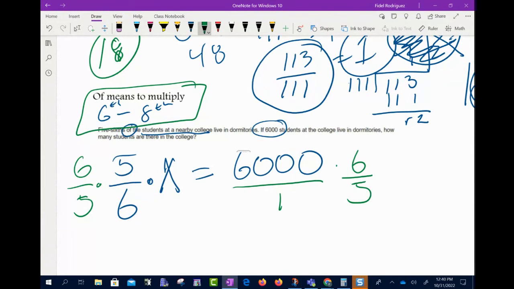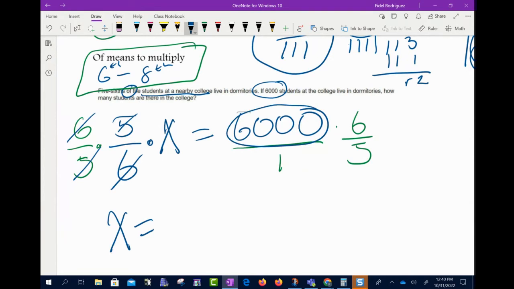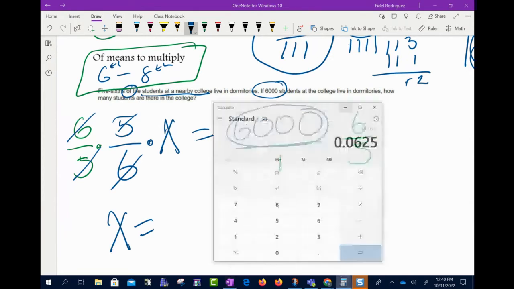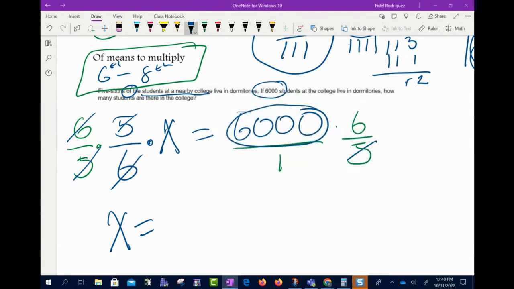Remember, just like we said before, when there's a number on the top and a number on the bottom, they're going to cancel. So you would show your students, this 5 will cancel with that 5, and this 6 will cancel with that 6. And here's my X, right? Then you might ask, do you think we can divide 6,000 by, say, 5? Yes, we can. If I take 6,000 and divide it by 5, I get 1,200. So this 5 goes into 6,000 1,200 times.